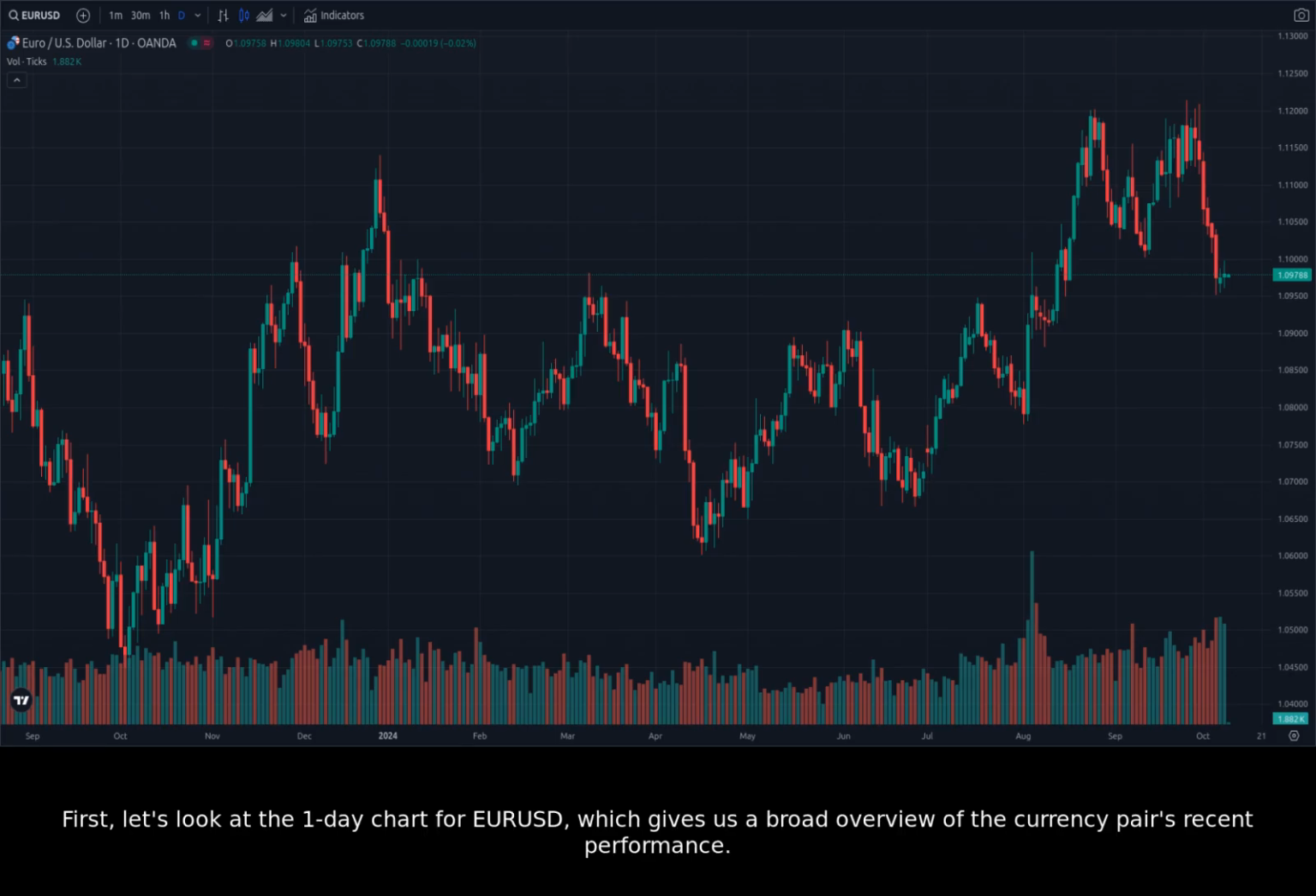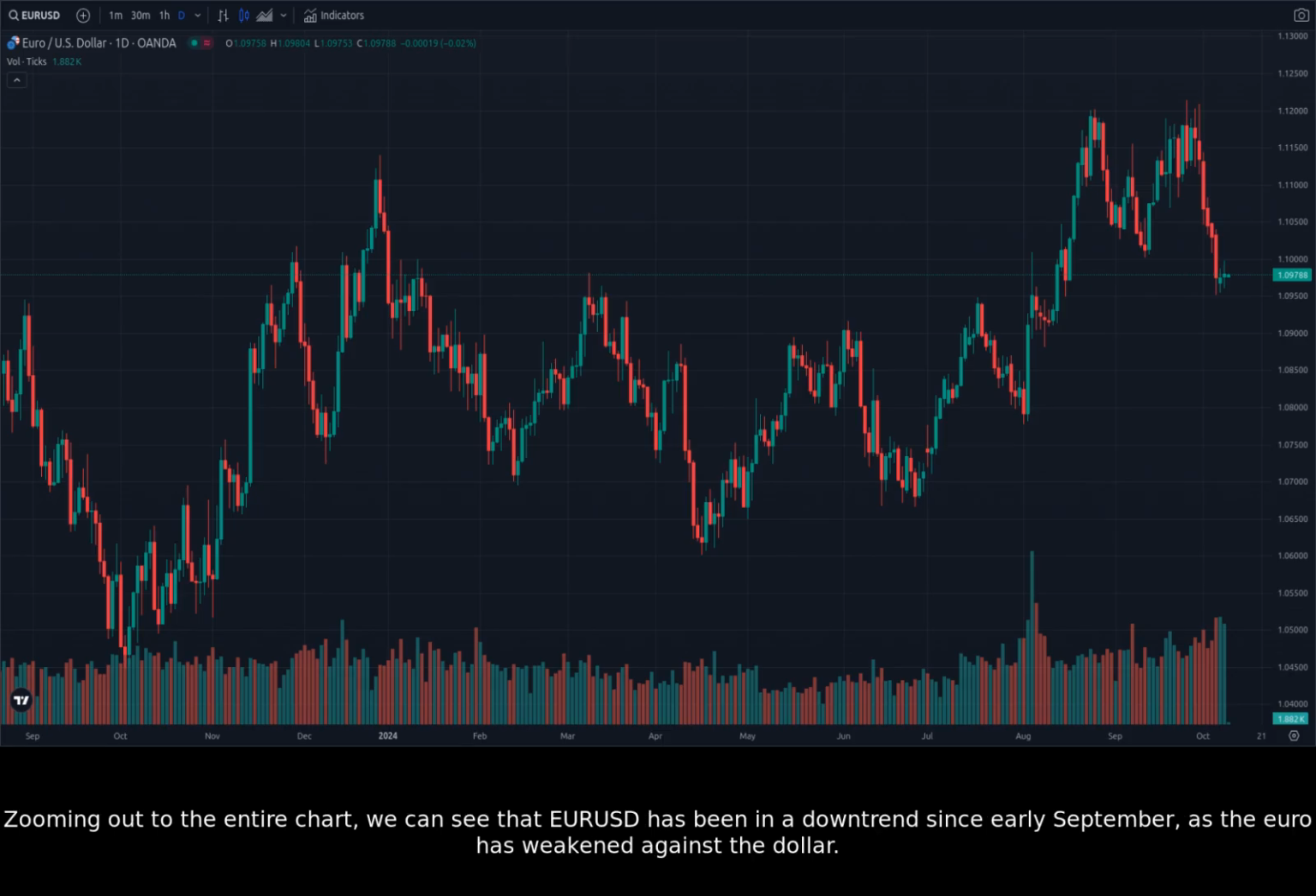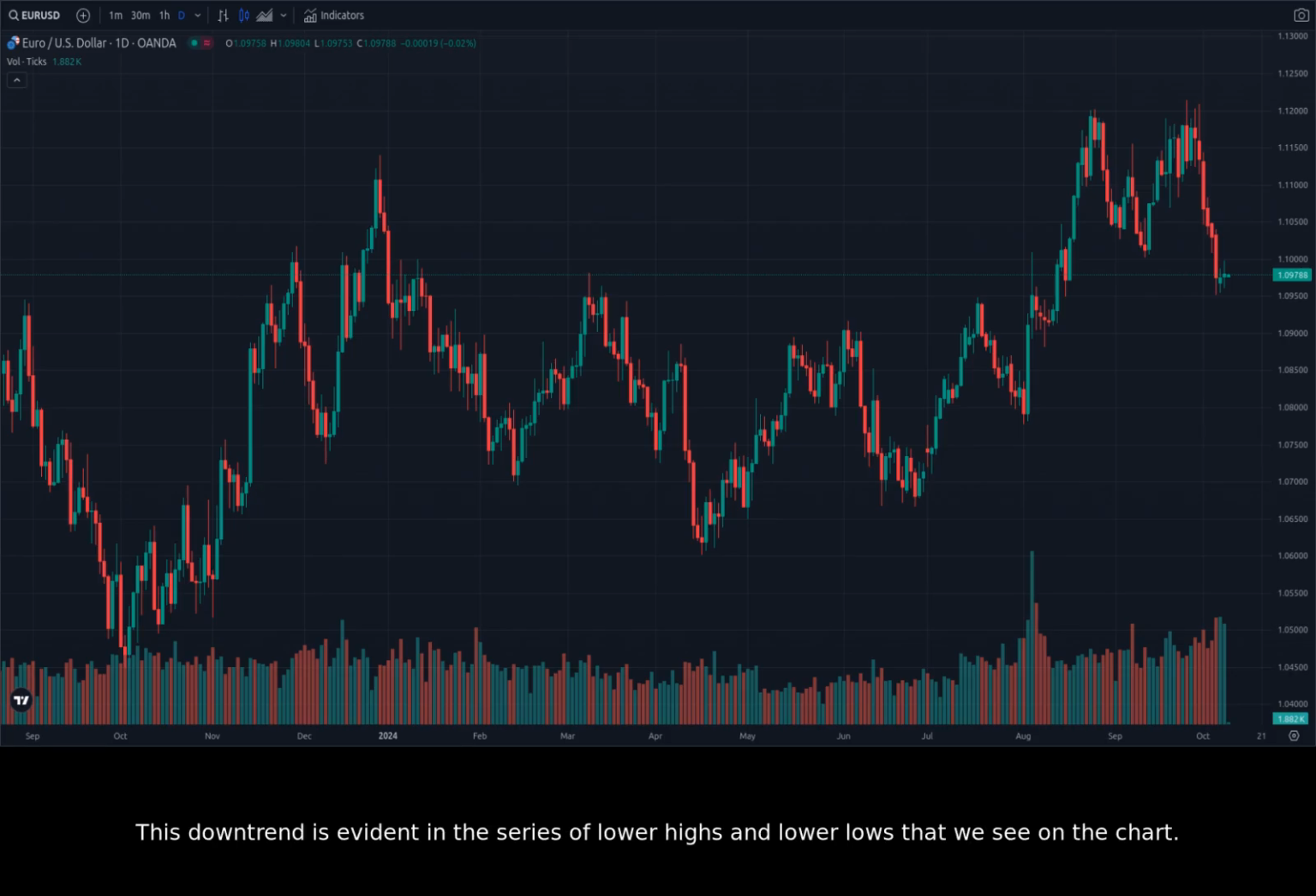First, let's look at the one-day chart for EURUSD, which gives us a broad overview of the currency pair's recent performance. Zooming out to the entire chart, we can see that EURUSD has been in a downtrend since early September as the euro has weakened against the dollar. This downtrend is evident in the series of lower highs and lower lows that we see on the chart.